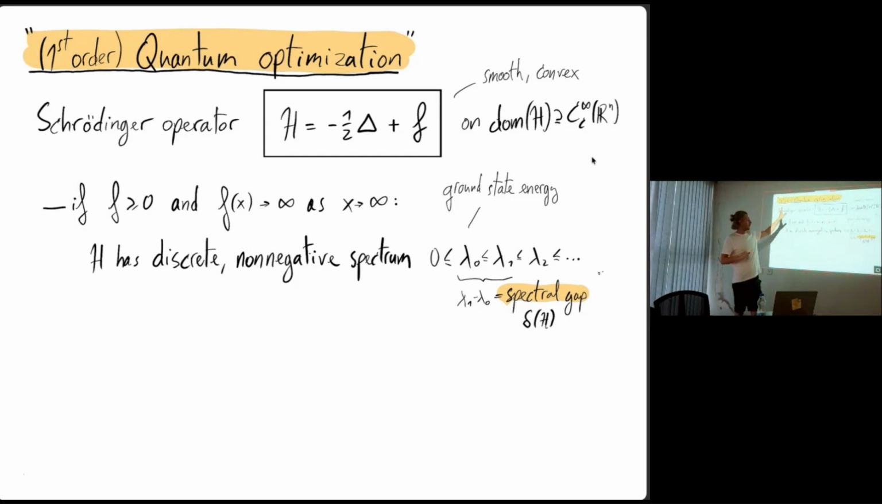So for now, I'm just talking about this continuous operator here. It has a spectral gap, and essentially we're interested in that spectral gap. So basically, are you going to also implement it on continuous variables? Is that the target, or are you going to discretize it?